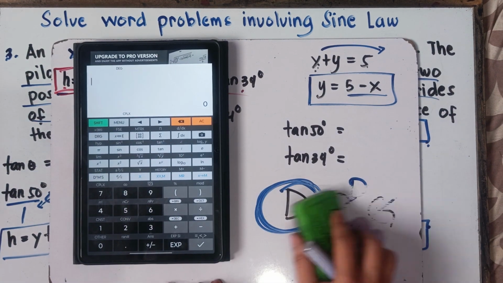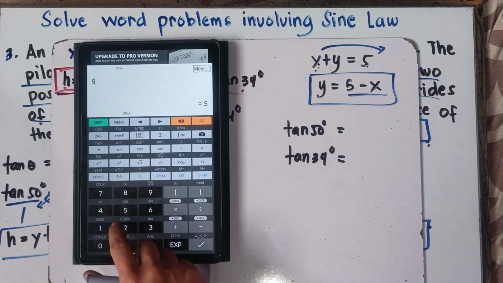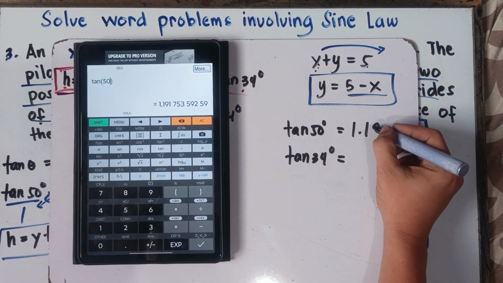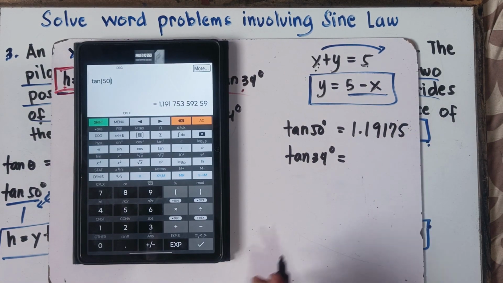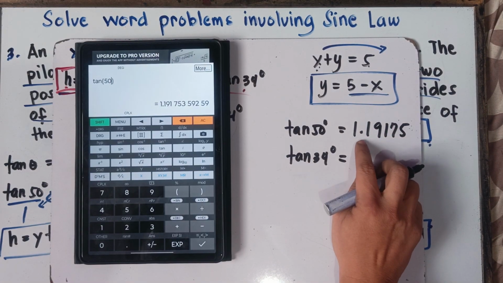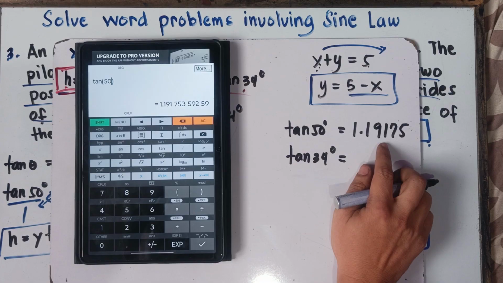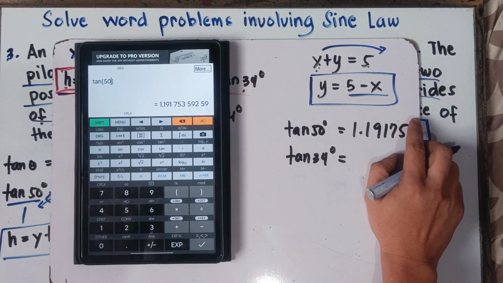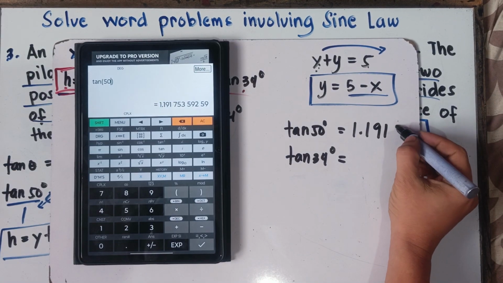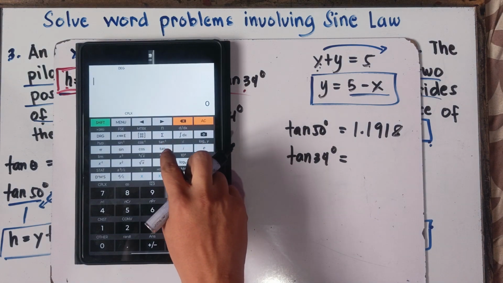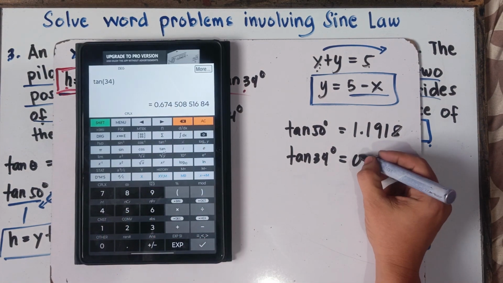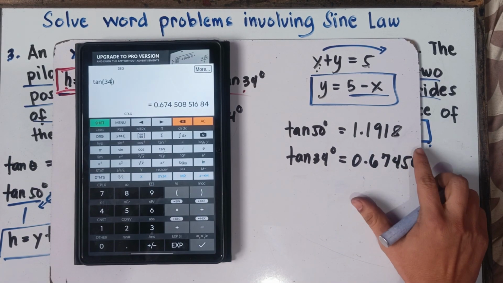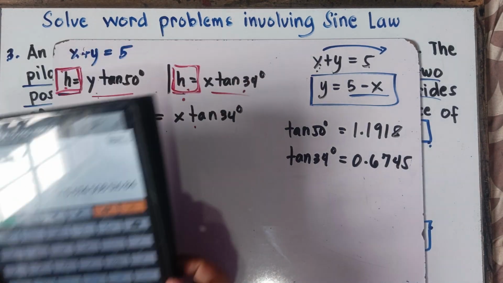Alright, let's do that. So we have tangent 50 degrees. That would be 1.19175. We need to have at least 4 decimals. So 1.19175, after 7 there will be 5, therefore this becomes 8. And then tangent 34 degrees, we have 0.67450. After 5 there will be 0, simply copy 5. Alright, and then simply substitute.